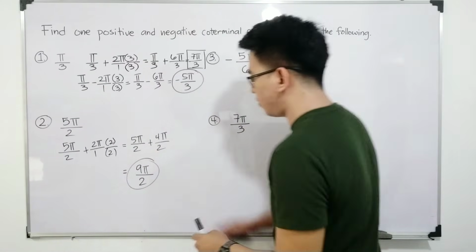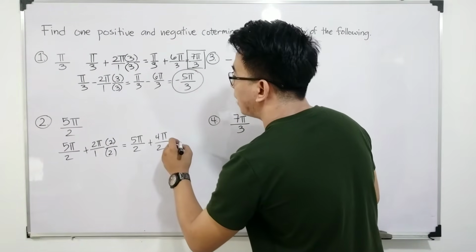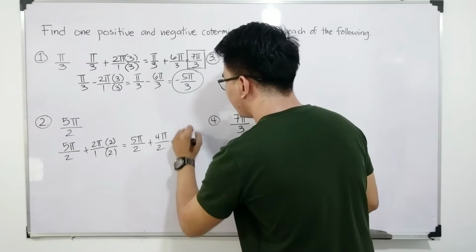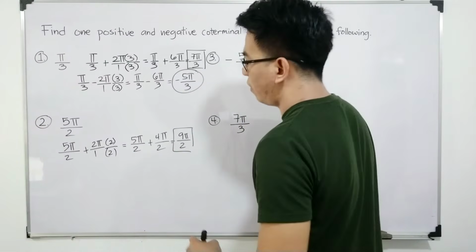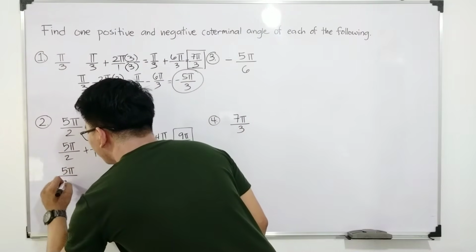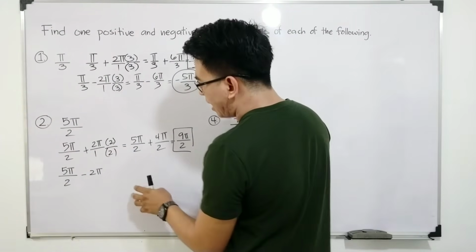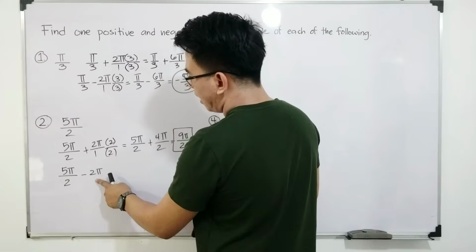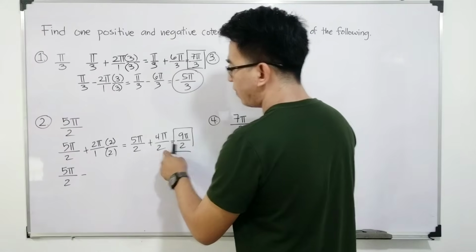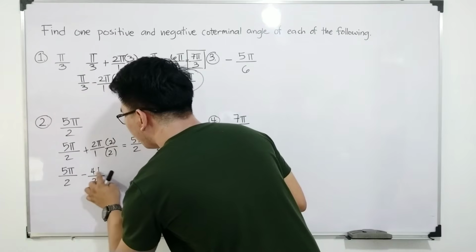And this is the first, dito natin lagay para may space tayo. This is the answer for the first coterminal angle of 5 pi over 2. We have 9 pi over 2. And we will subtract 2 pi. We have 5 pi over 2 minus 2 pi. So, para mas bilis tayo, alam naman natin na kapag ginawa natin itong similar fractions, yung 2 pi natin will be converted as this one, di ba? So, mag-minus tayo ng 4 pi over 2. Parehas lang yan.